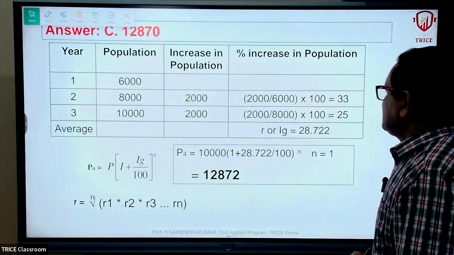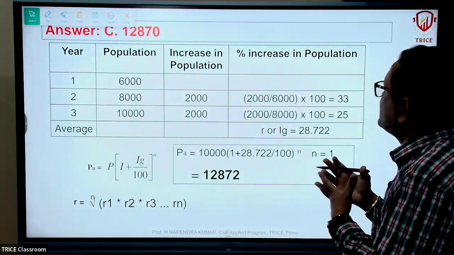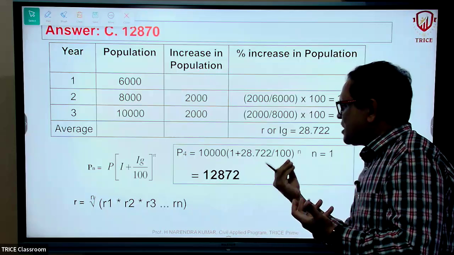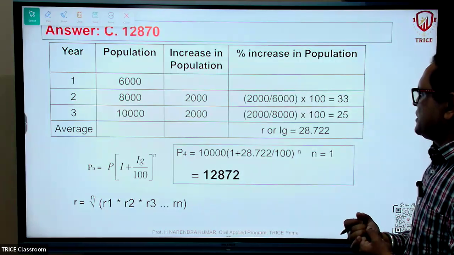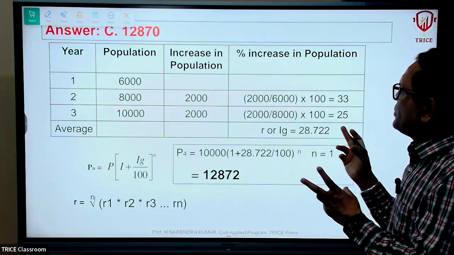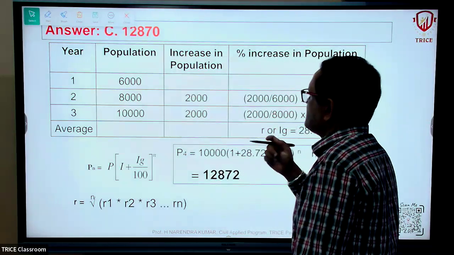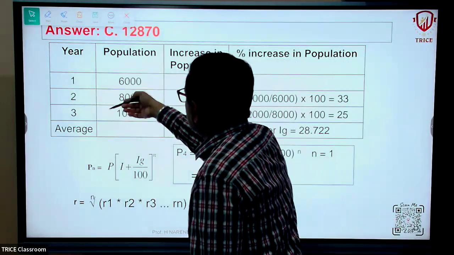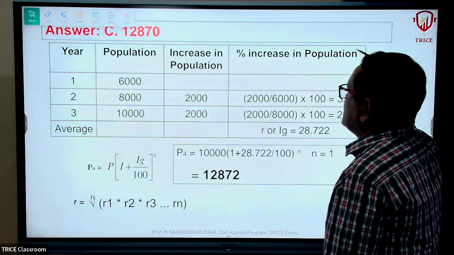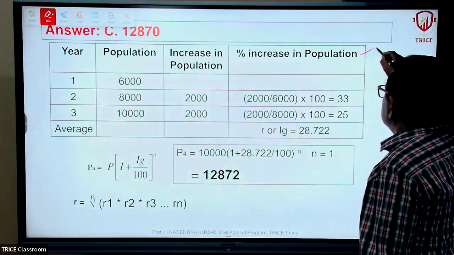I prepared this. You must be very fast in solving this problem. You cannot create a beautiful tabular column and solve this, because you will get hardly 1 or 2 minutes to solve these problems. But for you to understand, I'm giving the complete explanation. We need 4 columns for the geometrical increase method: population, increase in population, percentage increase in population, because this method works based on the percentage increase in population.